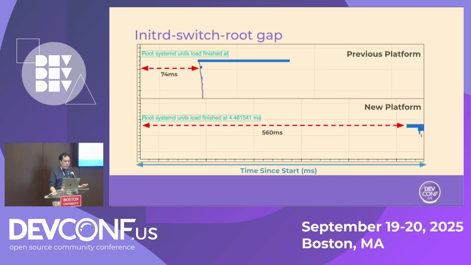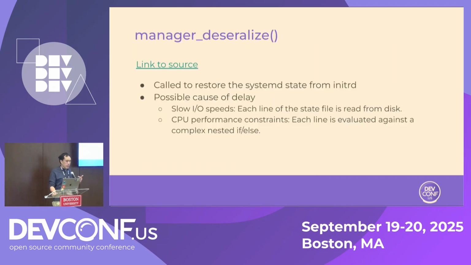Then we figured out that it was a call to manager deserialize in systemd, and when you switch root, it calls it, and it's a bunch of deserializing functions. Most likely because the processor is much slower, and also the I/O, I think it's eMMC storage, the slower I/O speeds hurt it.